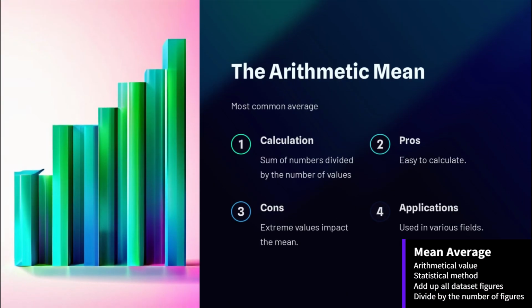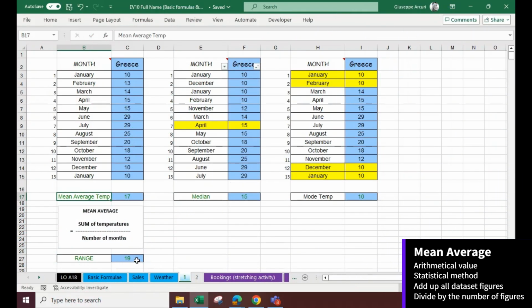Let's start with the mean average, or arithmetic mean, which is a statistical measure representing the average of a set of numbers. It is calculated by adding up all the values in a dataset and then dividing by the total number of values. It is the most common average, as it is easy to calculate, however it can be used only when the data is relatively even, without extreme differences between the smallest and the highest number of the dataset. In this example, the range is small and there aren't any abnormal temperatures, so we can use the mean average.